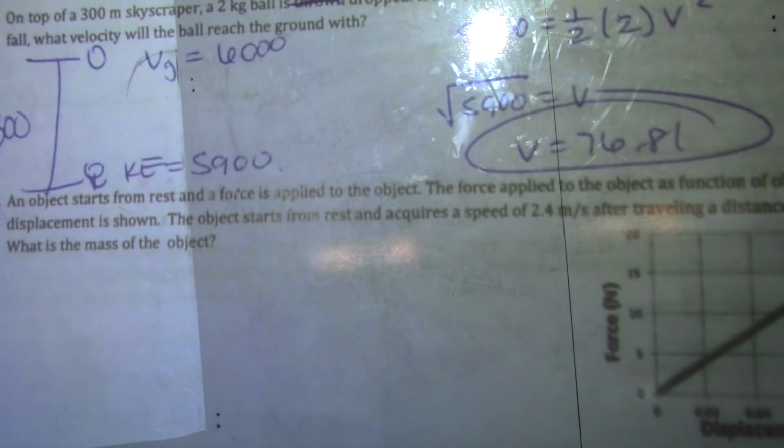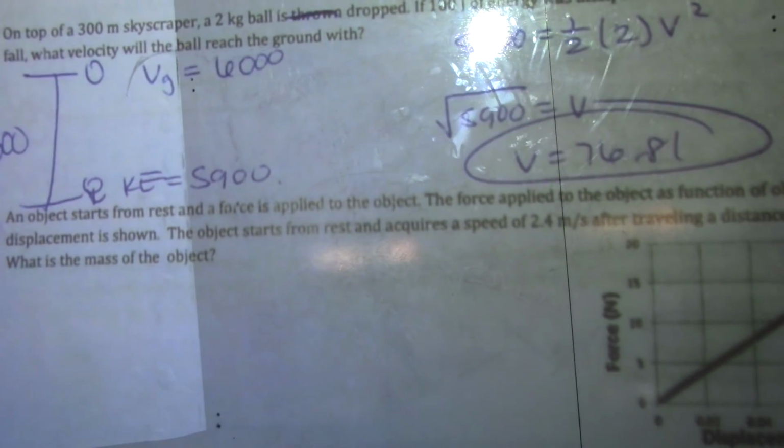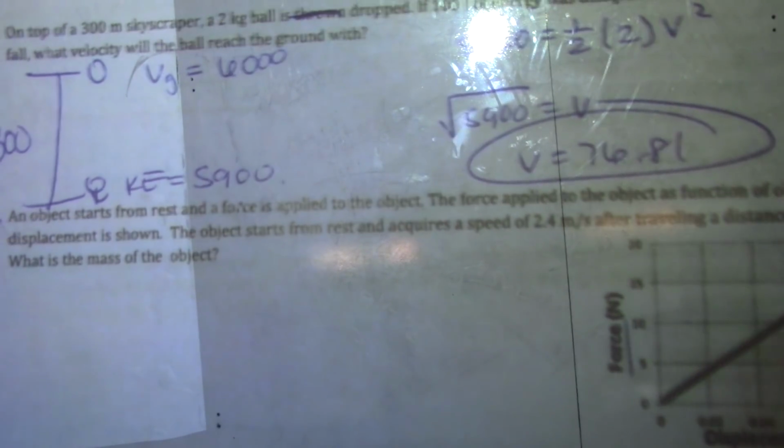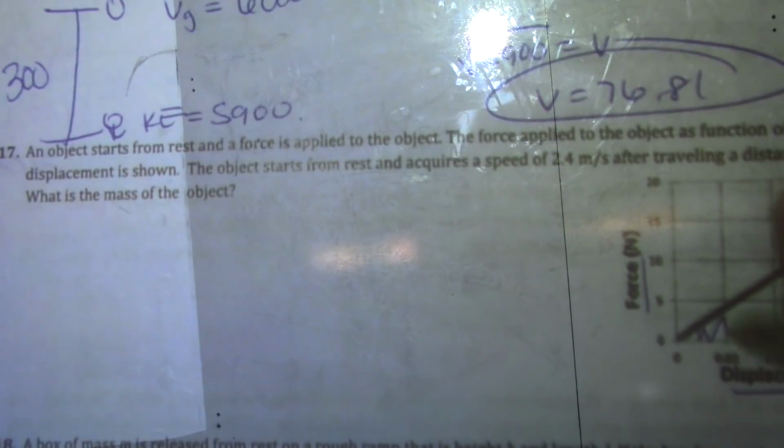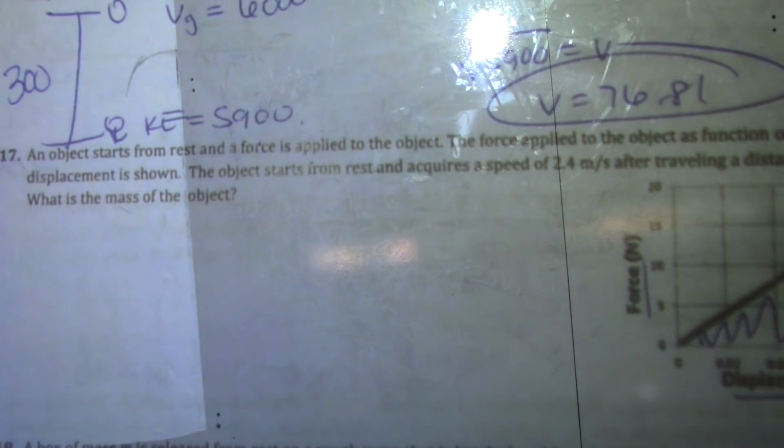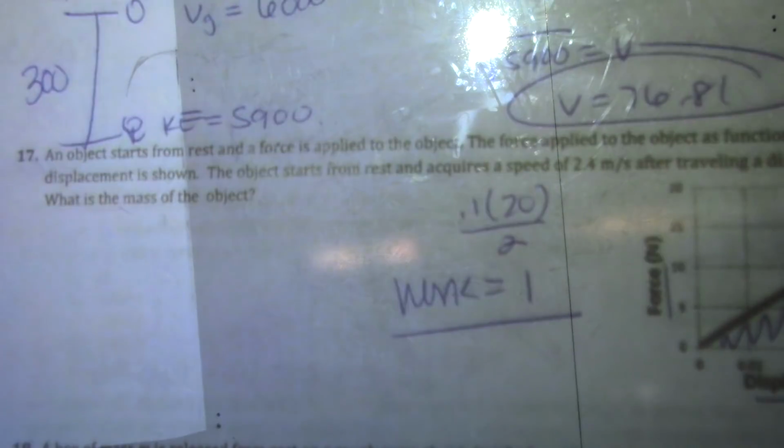Alright, an object starts at rest and a force is applied. The force applied is shown as a function of the displacement. As soon as you see a force-distance graph, you should find the area. So the area here, base of 0.1, height of 20 divided by 2, is an area of 1, and the area is going to represent your work.